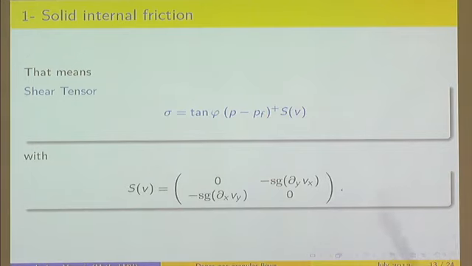Now let's write it in 2 dimensions, or 3 if I want. The shear tensor is just this constant times P minus PF plus times this matrix of signs. Okay, this is only the non-isotropic part, because I have already the isotropic part in my system.